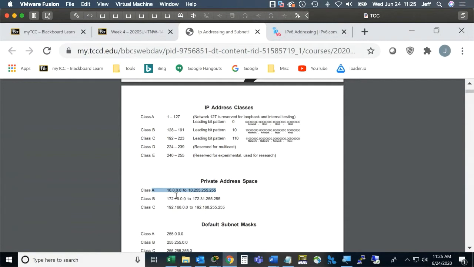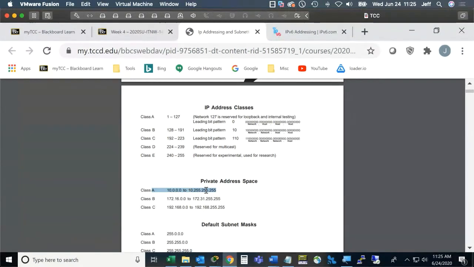So a lot of organizations will use this and subdivide it. Subnetting is the process of taking a larger network and breaking it down into smaller networks. Most organizations will never need that many computers on a single network.